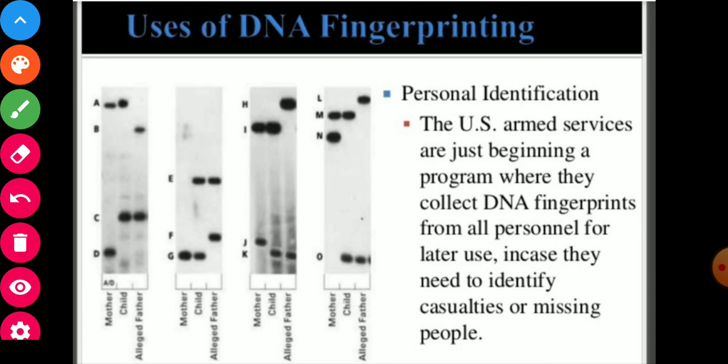Use of DNA fingerprinting also in personal identification. The US Armed Services are just beginning a program where they collect DNA fingerprints from all personnel for later use in case they need to identify casualties or missing people. They will keep the DNA fingerprint of the person, and if any casualty or missing people are found, they can match the DNA and find out whether the person is from their unit or not.